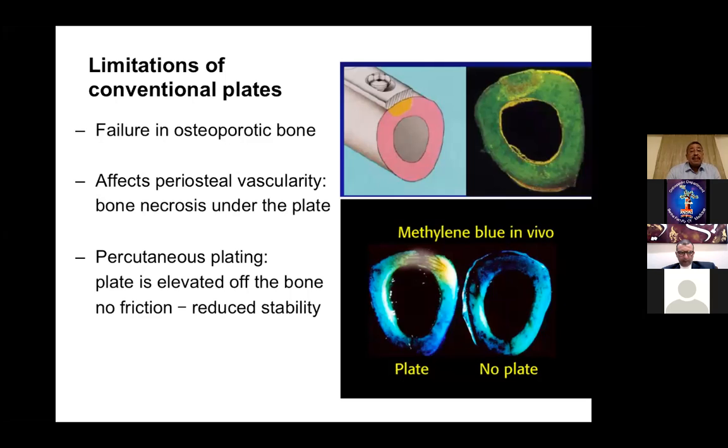Another limitation of the conventional plates, they fail in osteoporotic bone. And lastly, they affect the periosteal vascularity and cause bone necrosis under the plate, as we can see here in these diagrams.